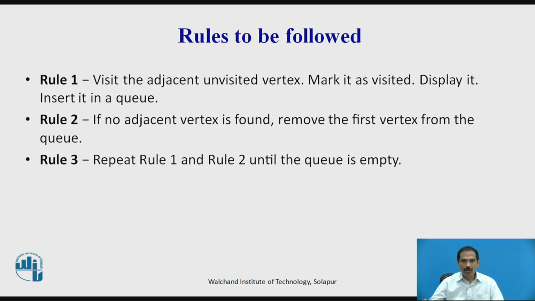The rules to be followed and understood are: rule 1, visit an adjacent unvisited vertex, mark it as visited, display it and insert that vertex in a queue. The second rule is, if no adjacent vertex is found, remove the first vertex from the queue. And the third rule tells us to repeat rules 1 and 2 until the queue is empty and we have visited all the nodes.